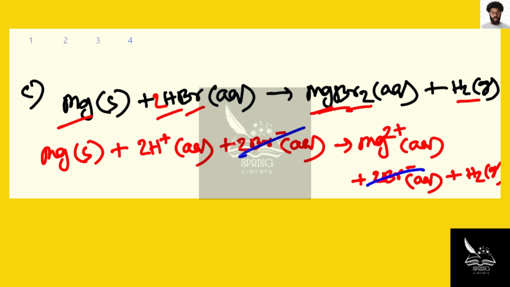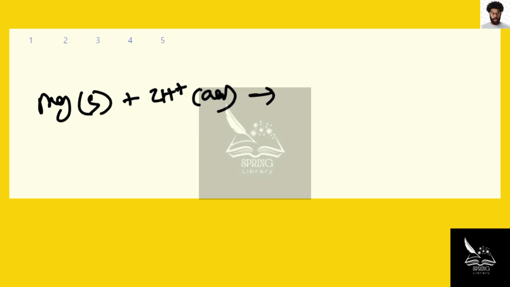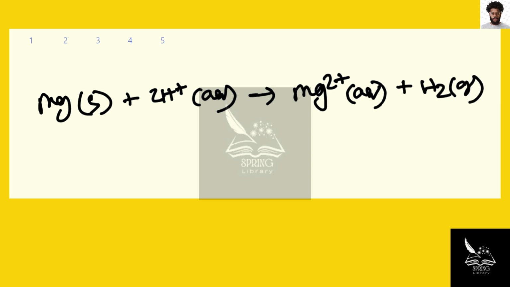We just cut it and write our net equation, which is magnesium in solid plus 2H+ aqueous. It will give us Mg2+ aqueous plus hydrogen gas. So this is the net ionic equation for this one.